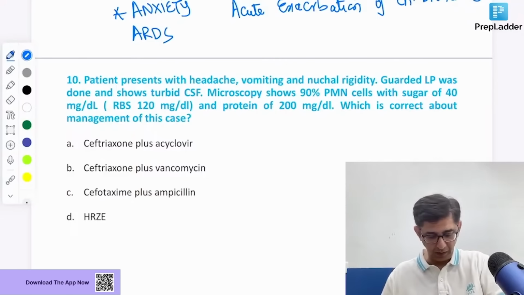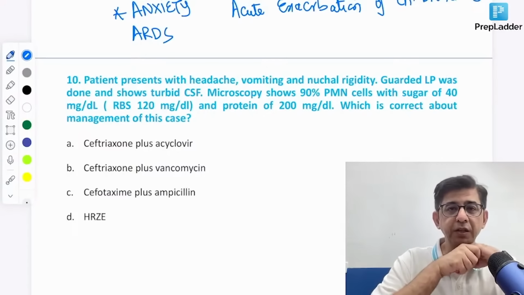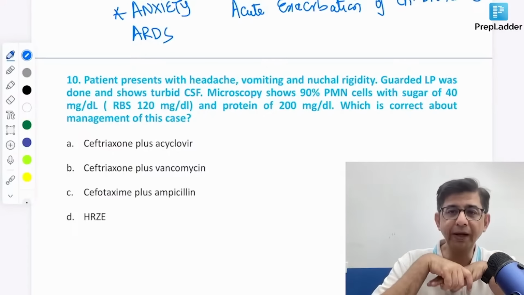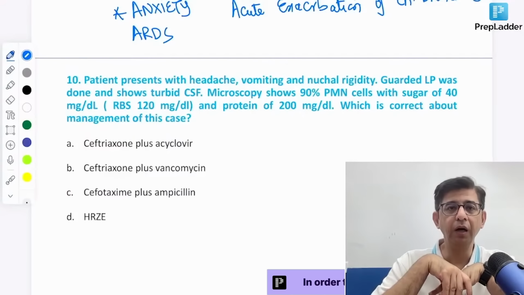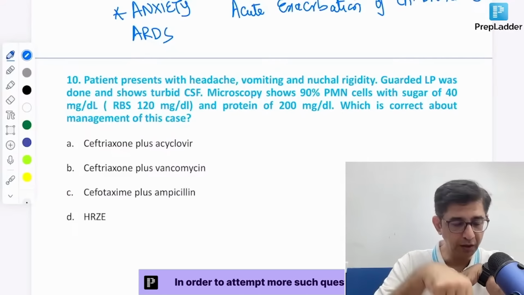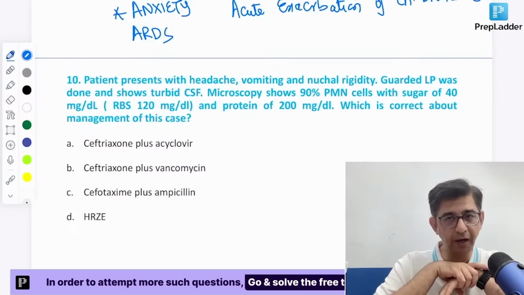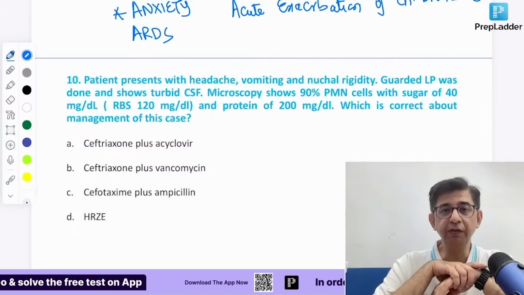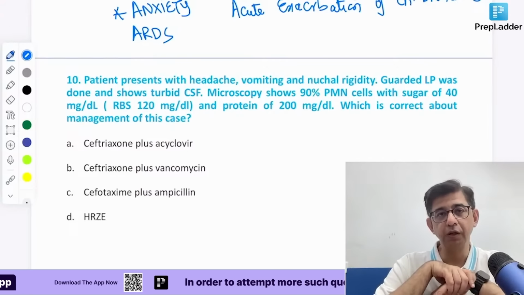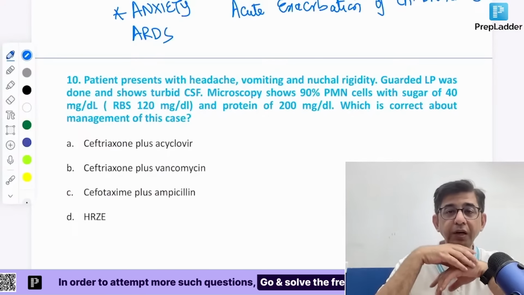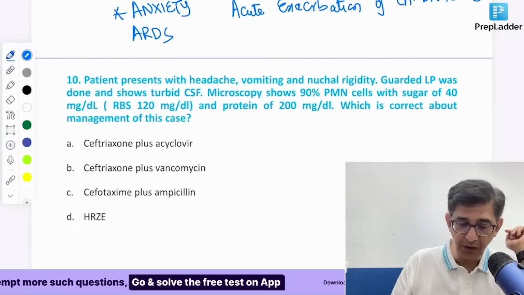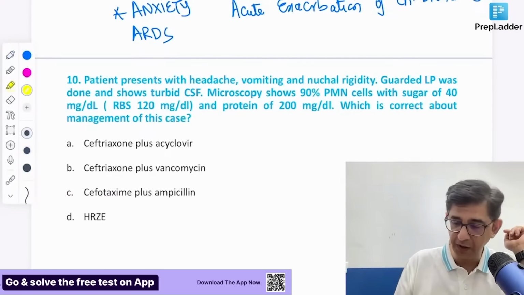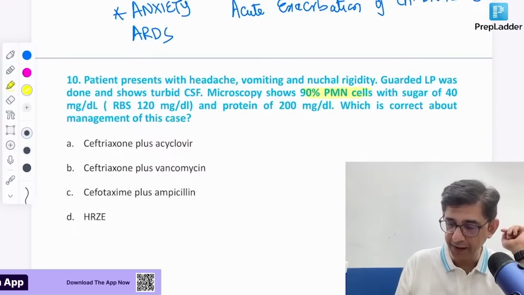Okay. Moving to the next one: a patient presents with headache, vomiting and nuchal rigidity. A guarded lumbar puncture was done and shows a turbid CSF. CULT also for HAGMA. Yes, Akil. There's a turbid CSF with neutrophils. Sugar is only 40 and protein is 200. If you look at the information here, the first thing that is very classical is that neutrophils are present. 90% neutrophils will be present here.